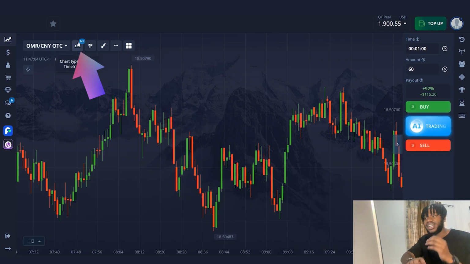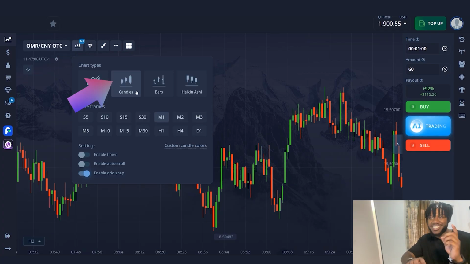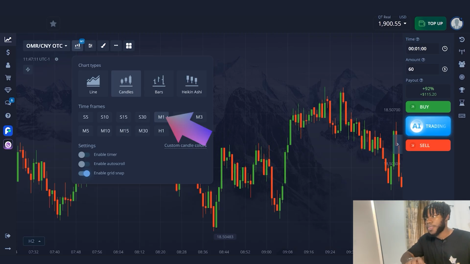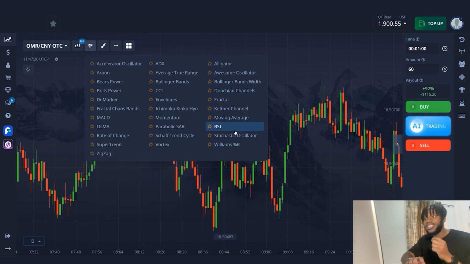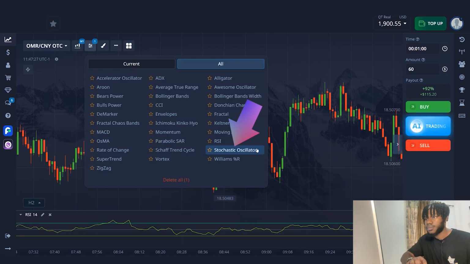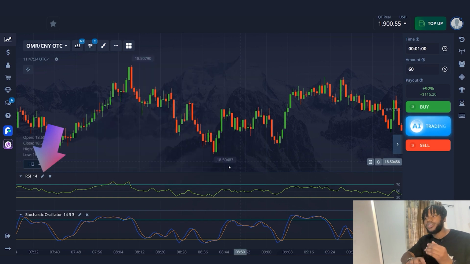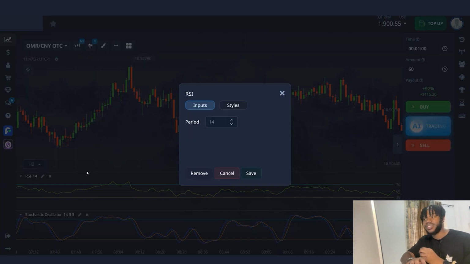For this strategy, I use a 1 minute time frame. The chart type will be candles. I'm also going to need two indicators. These will be the RSI and stochastic oscillator. We're going to reduce the period for the RSI indicator to 7. This is necessary to better see price fluctuations.